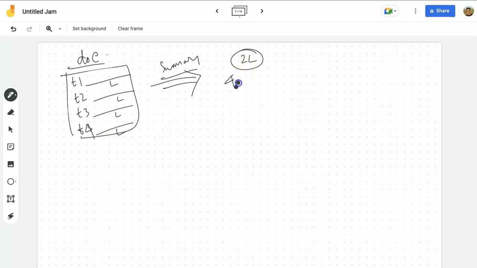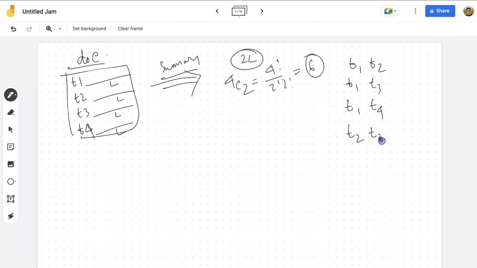So how can you choose these 2 sentences? Basically there are 4C2 ways. What is this 4C2? 4 factorial over 2 factorial times 2 factorial, so basically 24 by 4, which gives 6 ways. Your summary can be T1 T2, T1 T3, or T1 T4. It can be T2 T3, T2 T4, or T3 T4. Only these 6 ways. The ordering does not matter, so it can be T2 T1 as well.